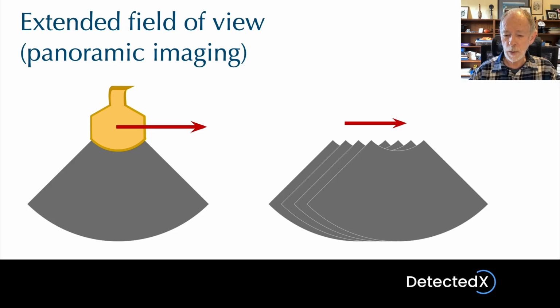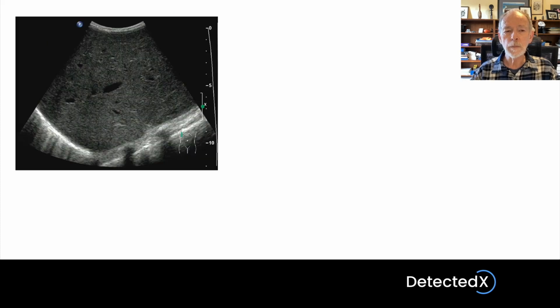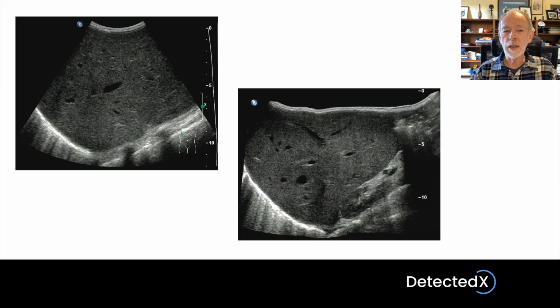Let's look at one example. Here we have a conventional image of a liver, and now here on the right I'm showing you an extended field of view image of the very same liver, and the user has simply slid the probe along the patient's skin surface and acquired a much more extended field showing virtually all of the liver. So this is just a useful little add-on which has been available in ultrasound machines for quite a long time.